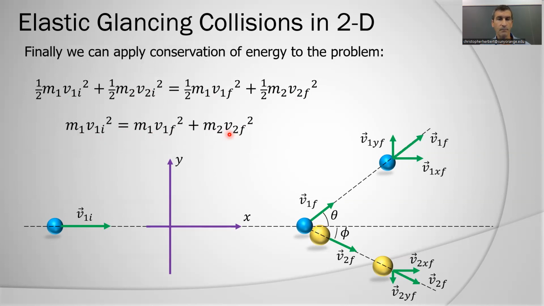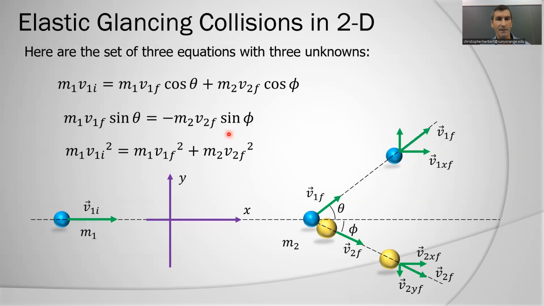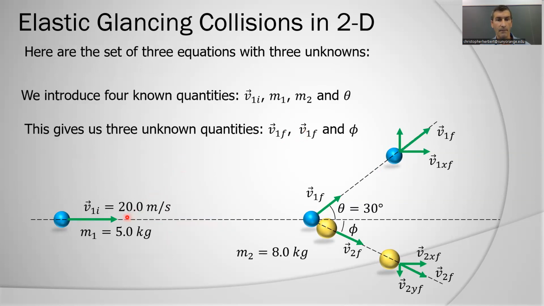Now, here's where it gets a little bit tricky. And again, I have three equations right here. I'm going to put numbers to this, and we're going to see where we can go with this. Now, let's have this come in at 20 meters per second. Let's have M1 at 5 kilograms. Let's have M2 at 8 kilograms. I'm going to make this a little more massive. I'm going to say, what happens when V1F leaves at a 30-degree angle?